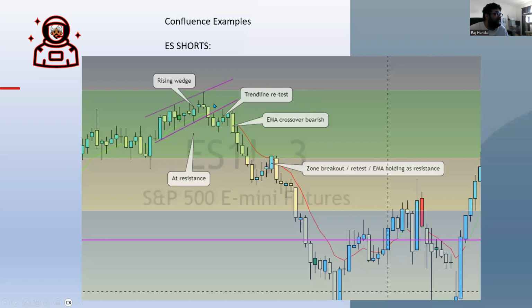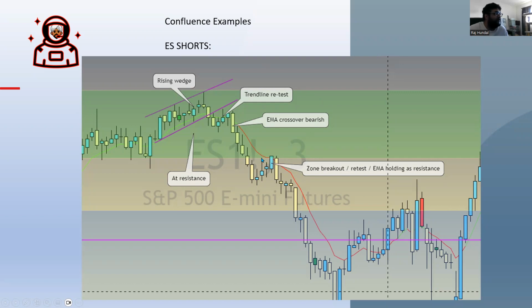But if you wanted to be even safer, and honestly, this is also an entry I would probably take myself if I didn't catch this one. I wouldn't chase this, because now that we've broken resistance, I want to see if it keeps acting as resistance. I want to wait for it to retest. And it does. Right here, we retest it. It's still holding as resistance.